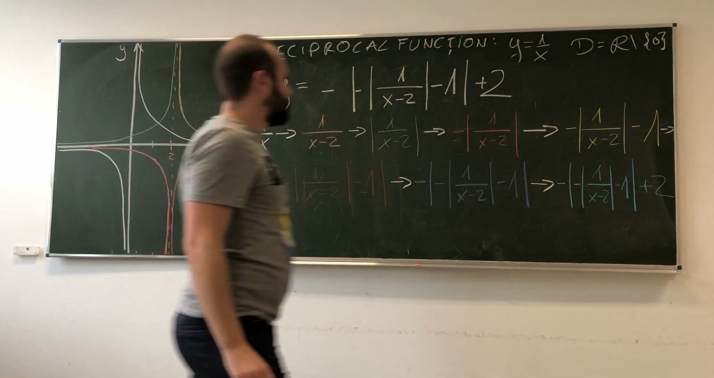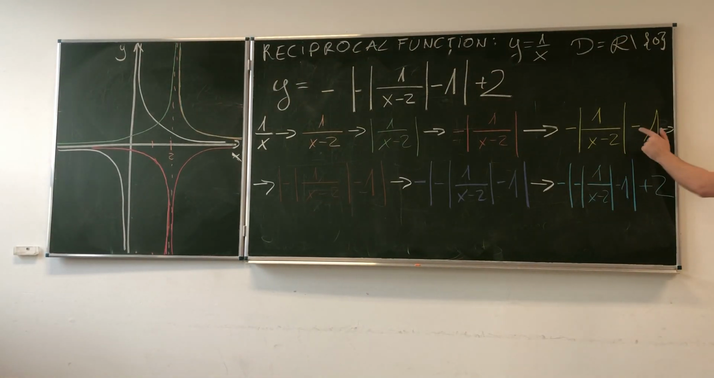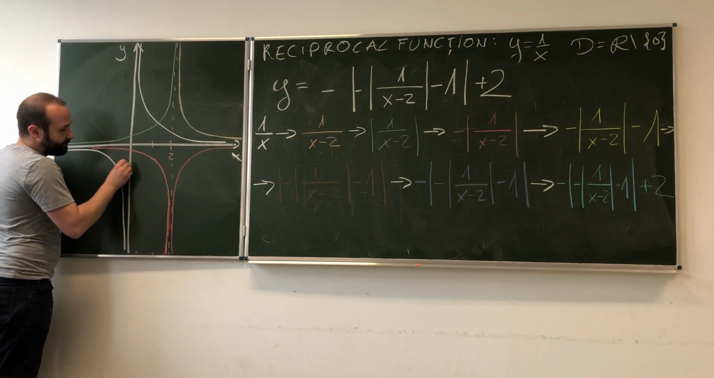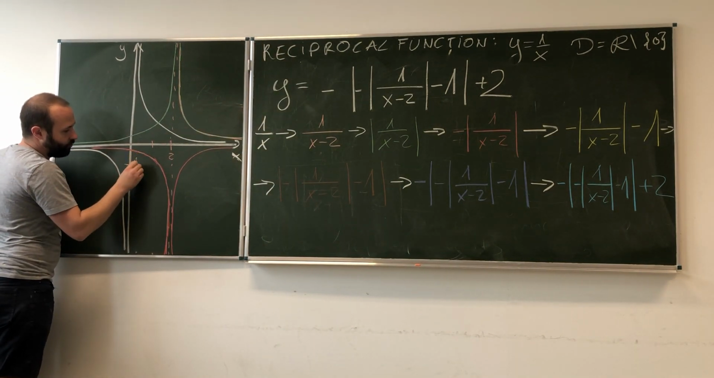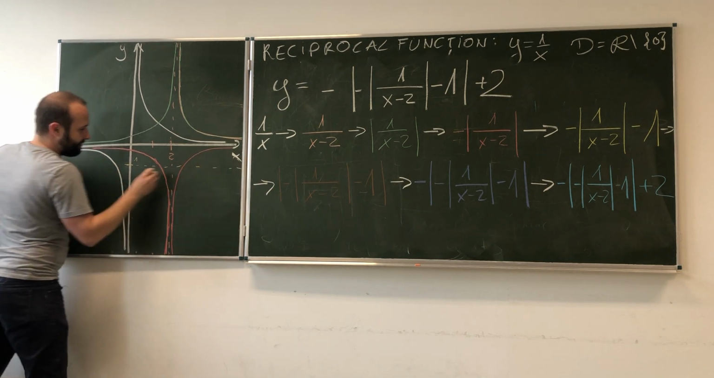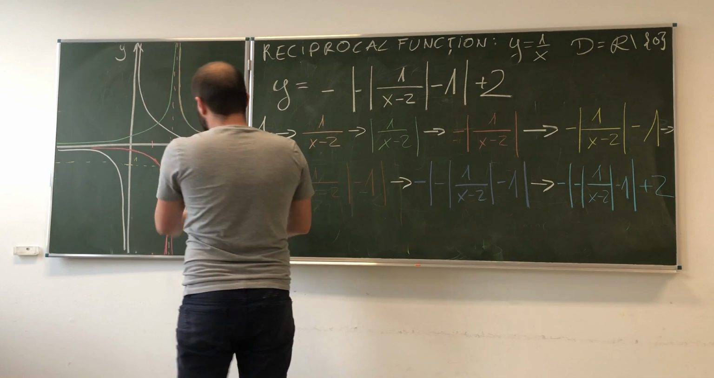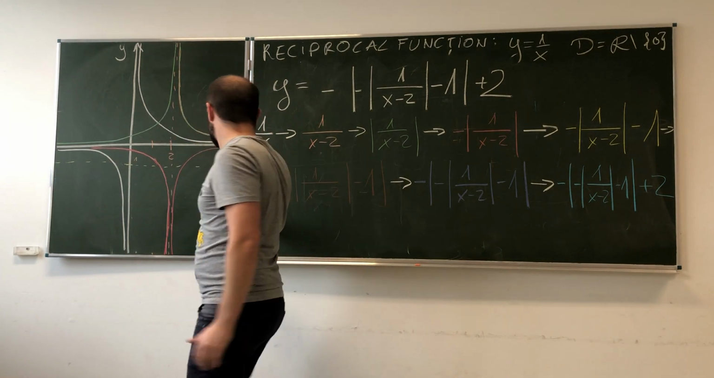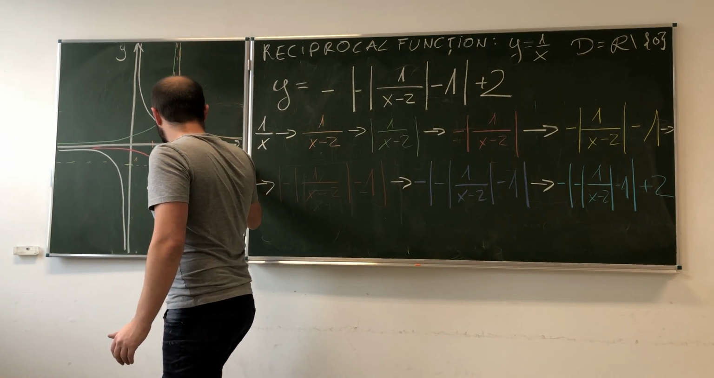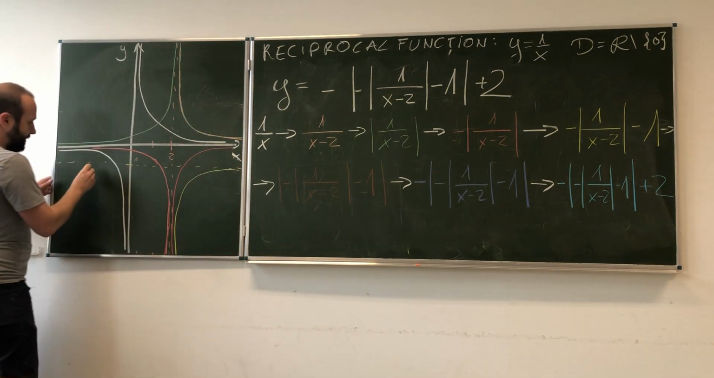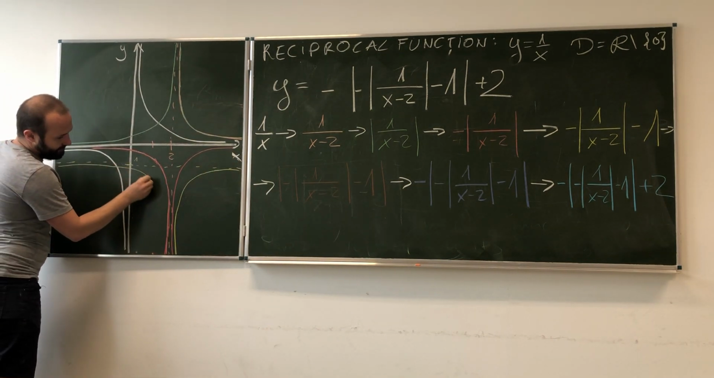Then another transformation requires us to take this function and move it 1 unit down. Again, the easiest way to do it is by drawing an asymptote on -1 and moving the grid and drawing the function as if those were the axes. So we will get this and like this.